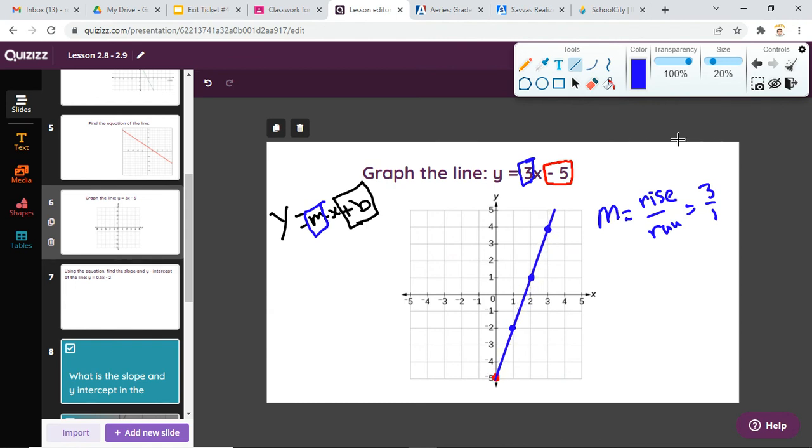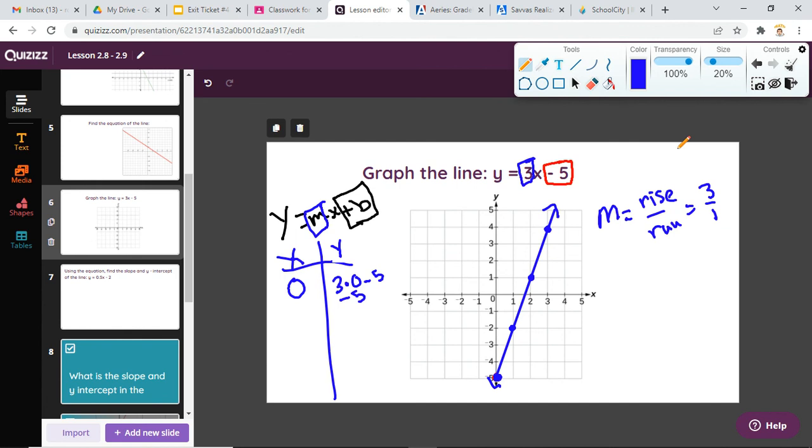Now you guys could also solve this problem by making yourselves a table, like an x and a y table. Let's say, for example, we want to find the point where x is equal to 0. Sorry, this should be x and a y. It's always neater like that. Let's plot the point when x is equal to 0. So when x is equal to 0, I need to plug that into my equation: 3 times 0 minus 5. 3 times 0 is 0, minus 5 is -5. So we get the point right down here, -5.